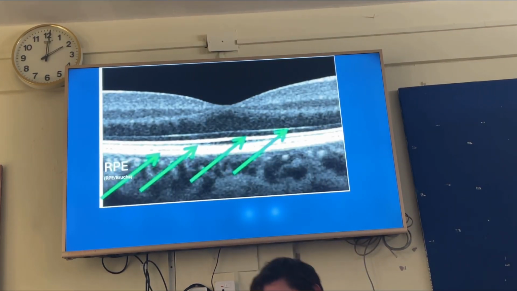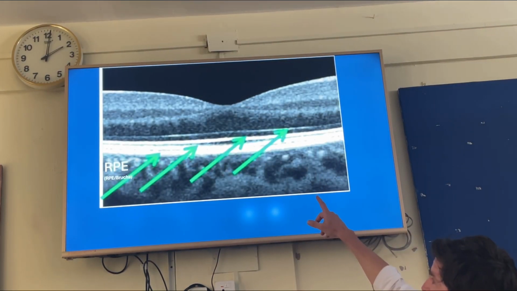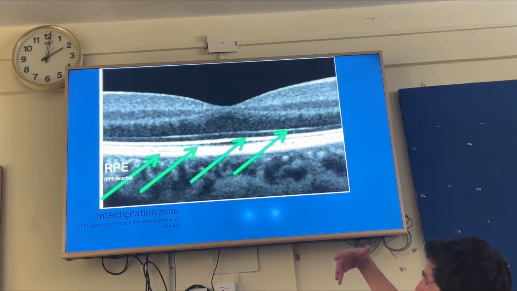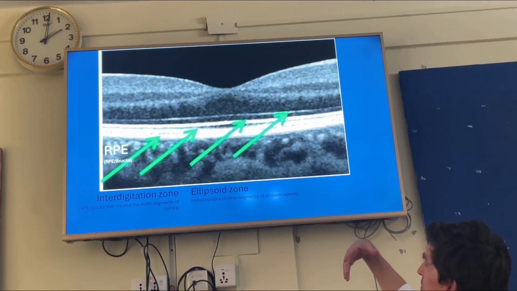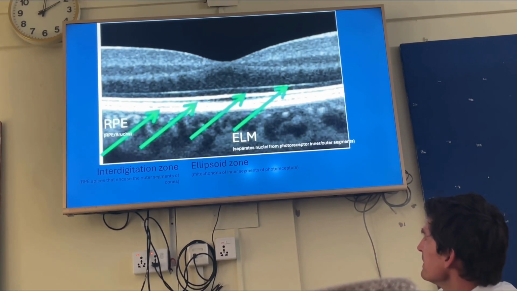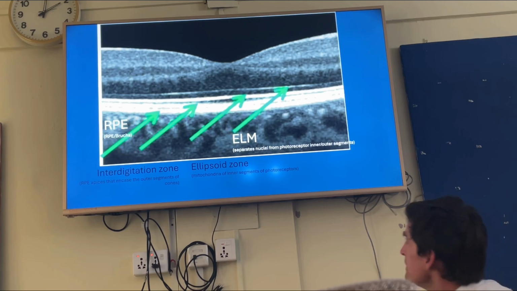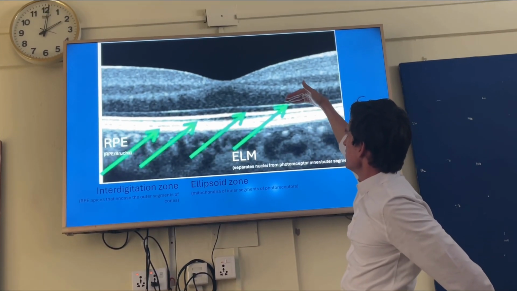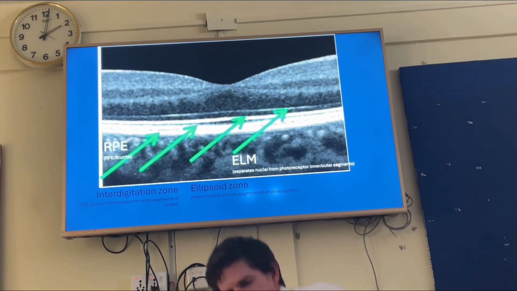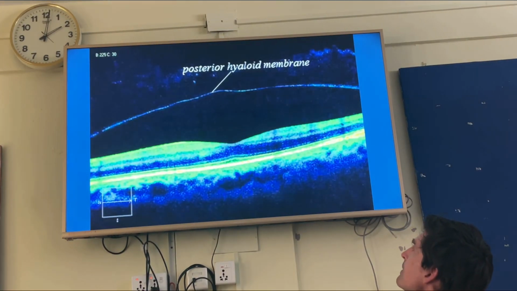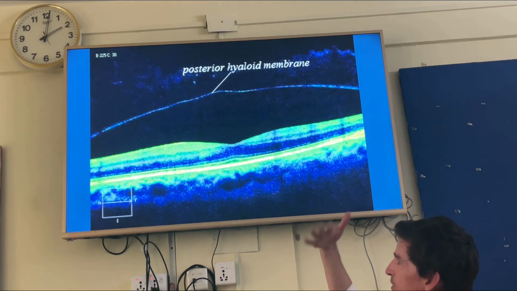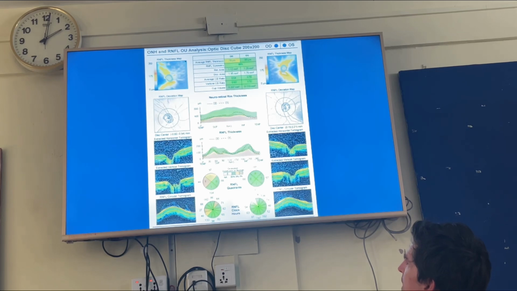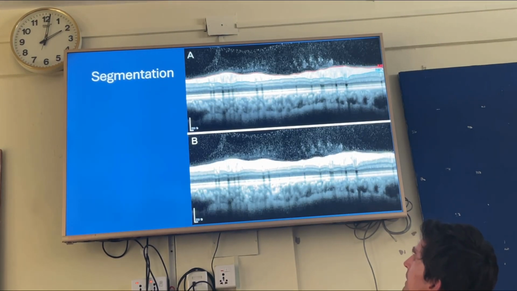All right, and then just to review the individual layers here. So the bottom is the RPE, or Bruch's. You have the interdigitation zone, the ellipsoid zone, and then, like we said, the external limiting membrane. So RPE, interdigitation, ellipsoid, ELM. And then we talked about the posterior face of the vitreous. All right, we already went through this. I'm not going to do that.